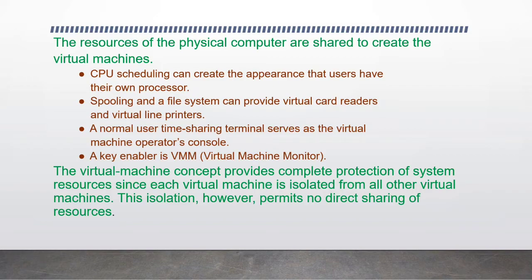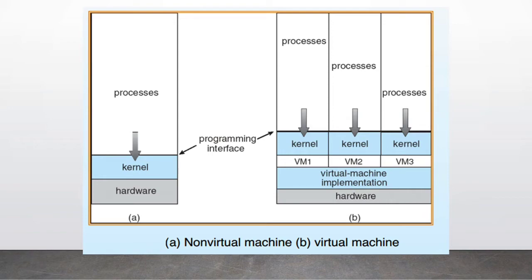Okay, now look at the example. Look, A is a non-virtual machine, meanwhile B is a virtual machine. Now you can see the difference between a non-virtual machine and a virtual machine in this example.